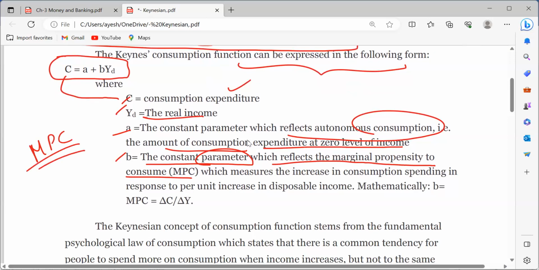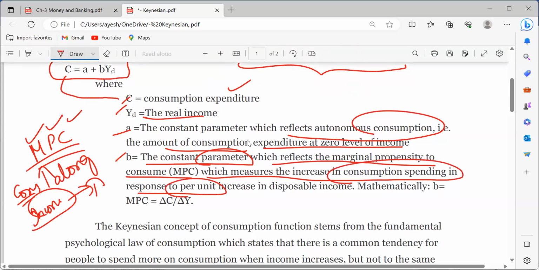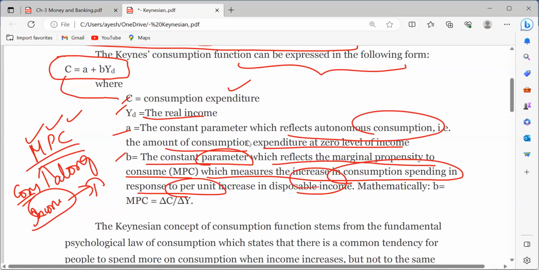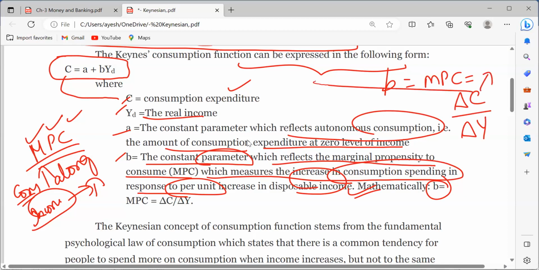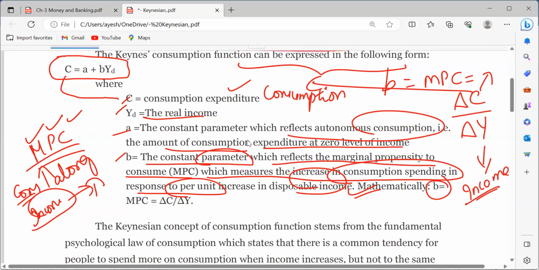See, MPC is the level which shows the consumption of a person along with income. If the income increases, the consumption also increases. It helps you measure the increase in consumption spending in response to a per unit increase in income. Now mathematically, B can be written as B = MPC = change in consumption divided by change in income. Remember, C represents consumption and Y represents income. Sometimes in questions they will ask what C represents and what Y represents. Remember, C is consumption, Y is income.